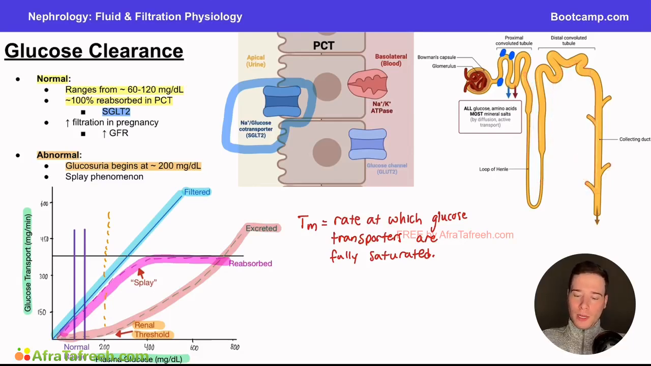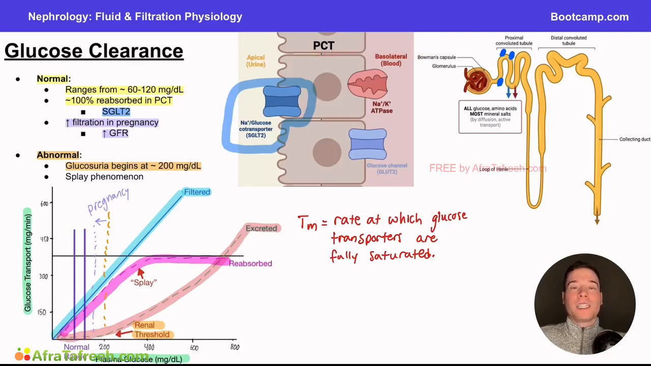Now, an interesting point here is that we have increased filtration in pregnancy, which ultimately leads to increased GFR. So in pregnancy, we have an increased GFR, an increased filtration of all solutes. And that means our renal threshold can actually get shifted over to the left. This is important because it means we can actually see glucosuria in pregnancy, despite the fact that we have a normal plasma concentration of glucose. Why is that? Because the threshold is lower. The threshold has been met because there's so much extra stuff being filtered.